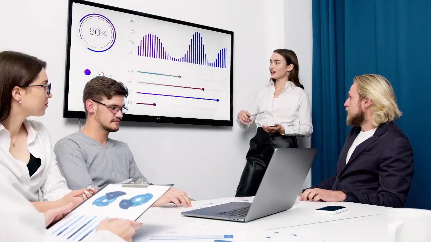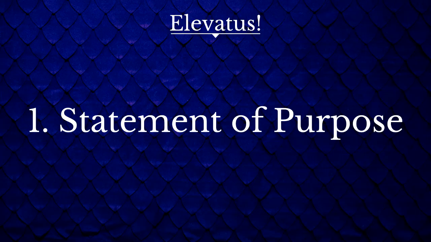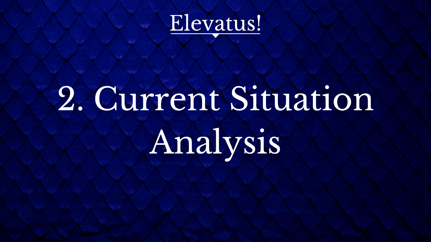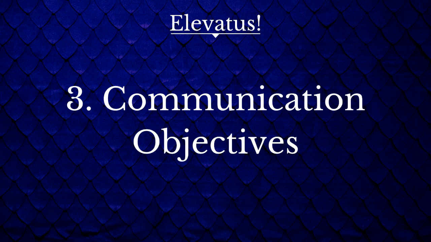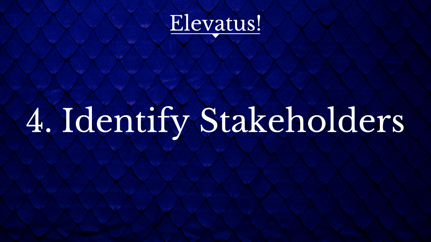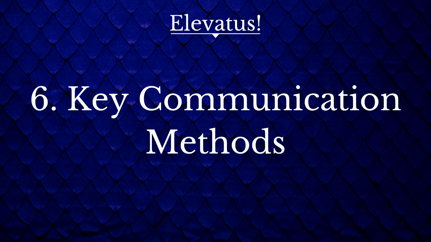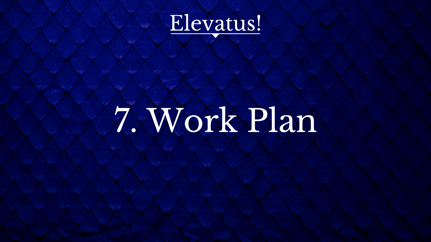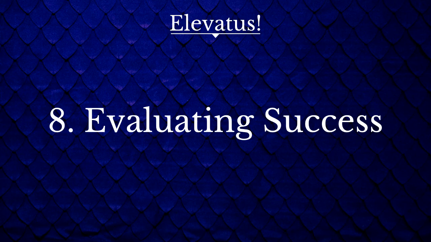There you have it. That is the communication strategy in 8 steps. To sum up, the 8 steps are: 1. Statement of purpose. 2. Current situation analysis. 3. Communication objectives. 4. Identifying stakeholders. 5. Messages. 6. Key communication methods. 7. Work plan. And 8. Evaluating success.